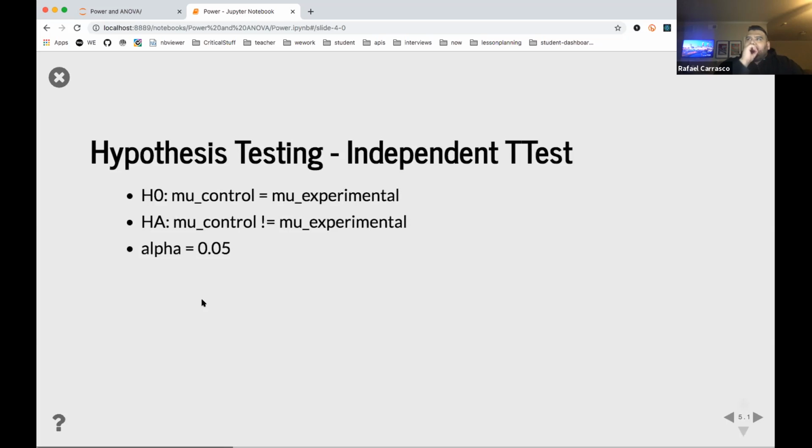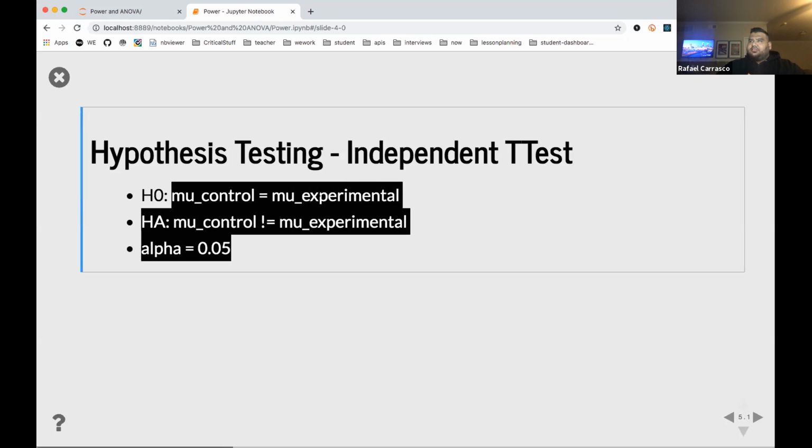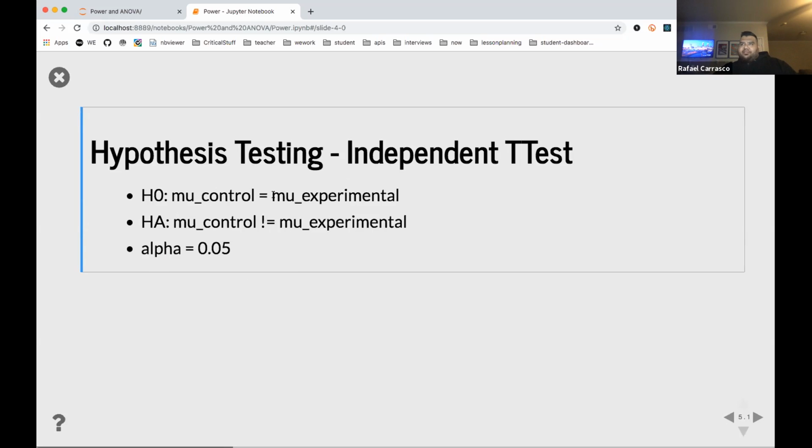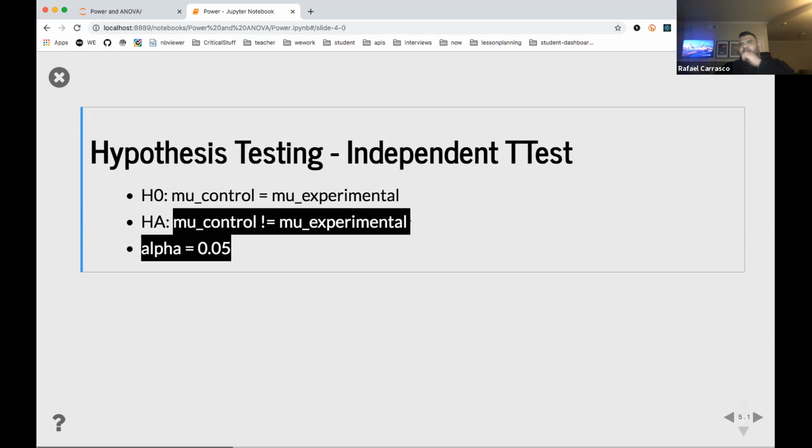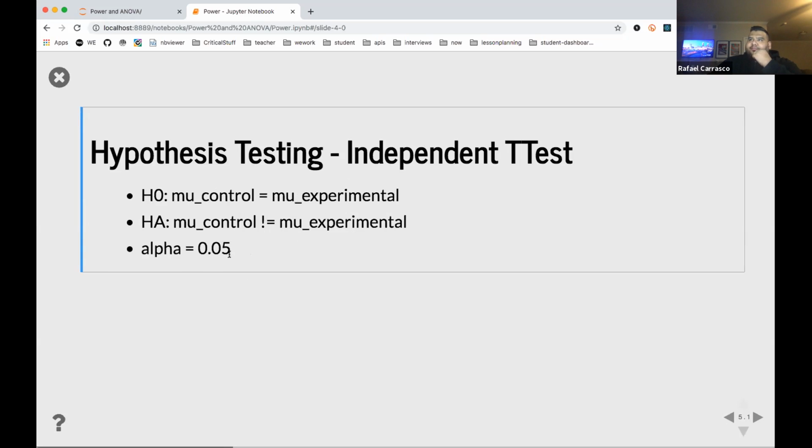Okay. So the first thing we want to do is set up a hypothesis test. We're going to be using an independent t-test. And the null hypothesis is that the mu of the control equals the mu of the experimental. The alternative is the opposite of that, that they're not equal. And I'm going to use an alpha value of 0.05.